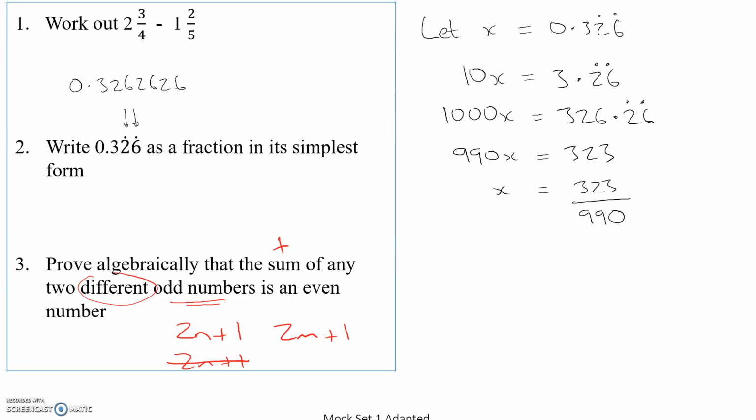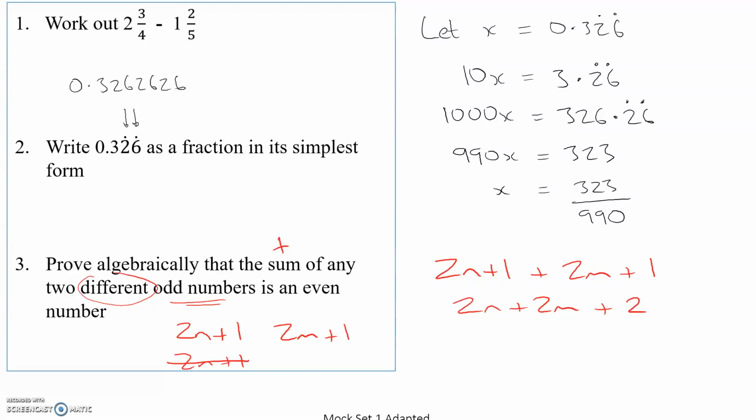So an expression for the sum of those two different odd numbers will have to be 2n plus 1 plus 2m plus 1. Okay, and we can simplify that a little because we get 2n plus 2m plus 2. What are we going to do? Prove algebraically that the sum of any two different odd numbers is an even number. Well, if it's an even number, we'll do our trick of getting a factor of 2 outside the bracket.